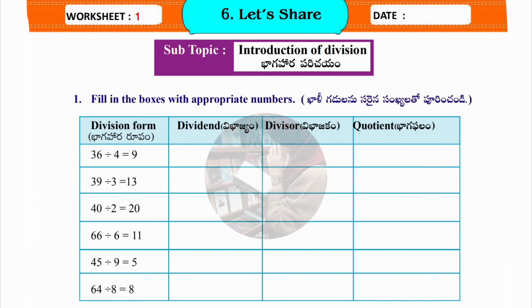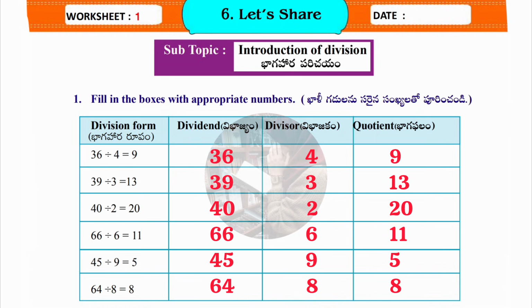Okay guys, let's see. So first division form given as 36 divided by 4, which gives the answer 9. So guys, here 36 is the dividend, that's why write down 36 in the dividend column. Then 4 is the divisor, write down 4 in the divisor column. Then 9 is the quotient. Okay guys, write down 9 in quotient. In this way we have to complete this table.